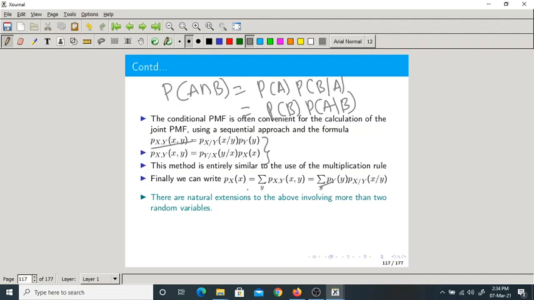So this is about conditional probability, conditional PMF, joint PMF and marginal PMF, just like conditional probability and normal probability.